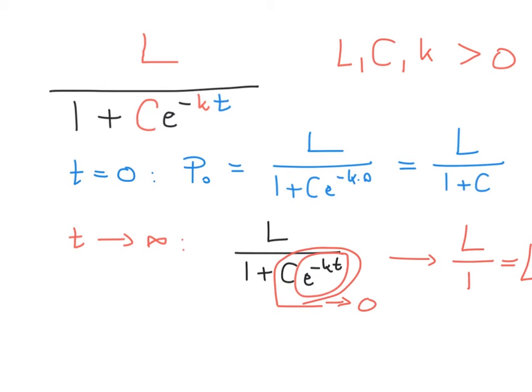Notice also that the limit value L is larger than the starting value, because we divide L by something that is greater than 1, since c is assumed to be greater than 0. So the starting value is less than L. So we actually have a growth process. We start with this value, and we get closer and closer to L as t gets larger and larger.